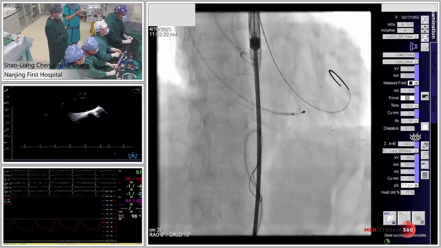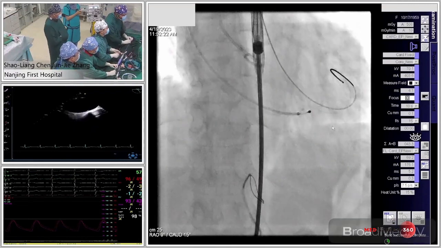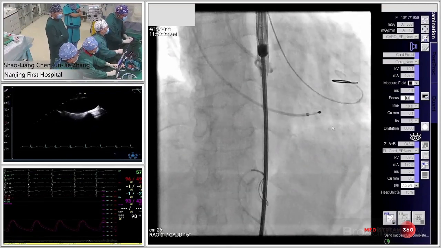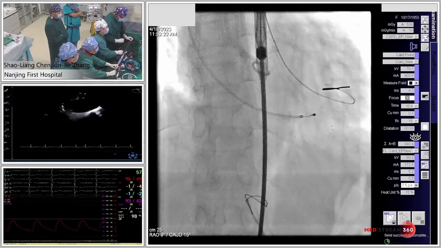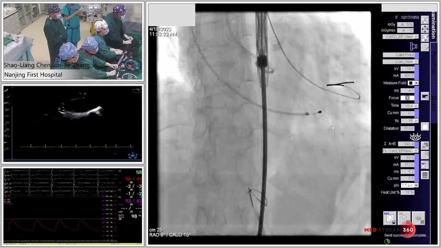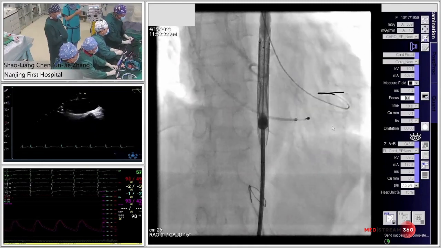For some cases, for example, let's say a 65 years old lady, do you think puncture of the left side is another option? Yeah.